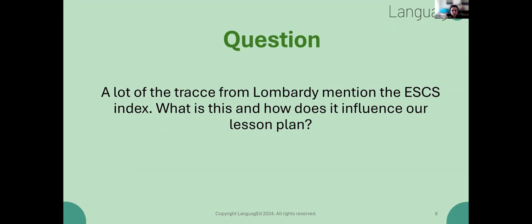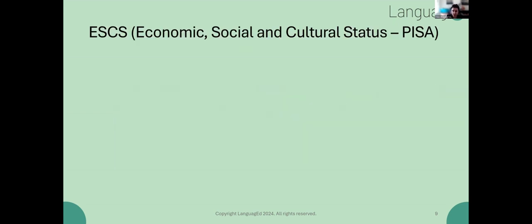A lot of the tracce from Lombardy mentioned the ESCS index. What is this and how does it influence our lesson plan? I've gotten a few questions about this and I've merged them into this question. What is it? The Economic, Social and Cultural Status Index is a PISA index that measures the economic, social and cultural status of pupils, of school students.